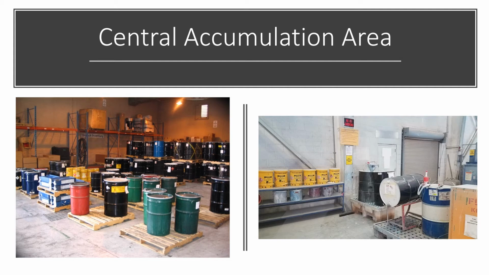Part of the accumulation areas that are also required for facilities is the use of emergency equipment. This includes an internal communication or alarm system in case there is a reaction and they need to evacuate or clean up a spill. This can be as simple as an air horn or a two-way radio. Most of the time now, everyone has a cell phone, and that works as well. Fire extinguishers and spill kits must also be in this location to ensure safety.